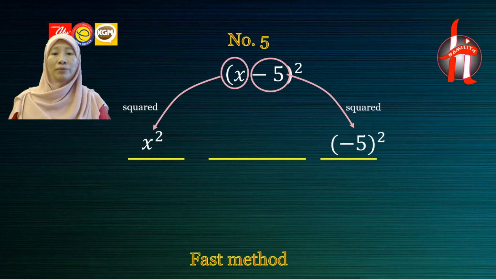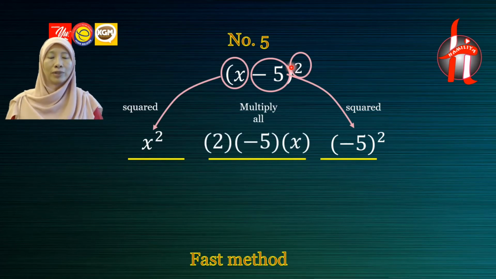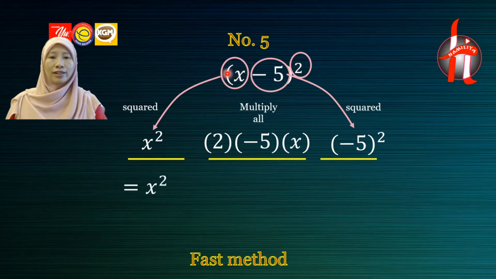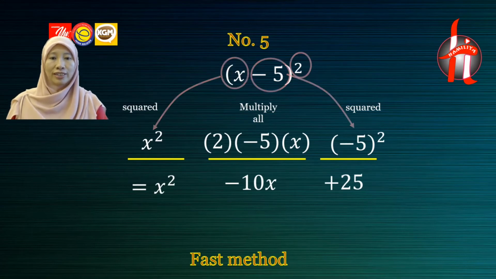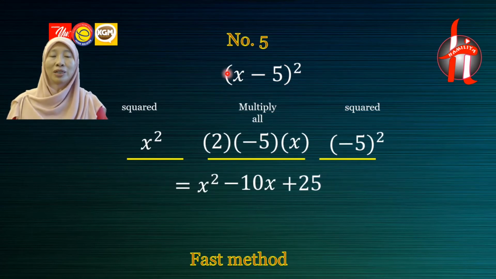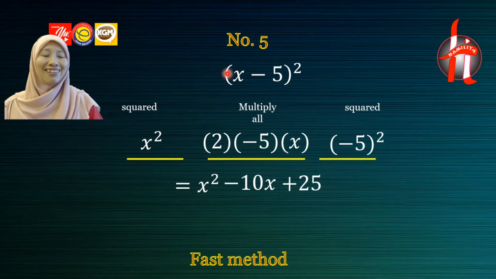And what about the middle part? In the middle part, we are going to multiply all. What does it mean, multiply all? It means 2 multiply negative 5 multiply with x. So it becomes x squared minus 10x. Negative 5 squared is positive 25. Then we just arrange them close to each other. Done. Simple, isn't it? Let's try another question.